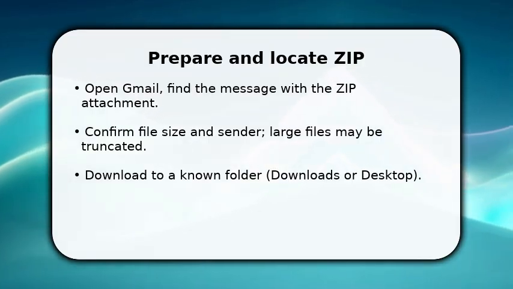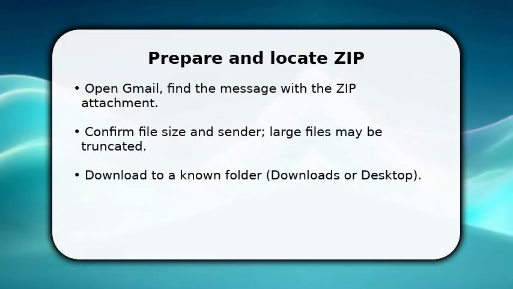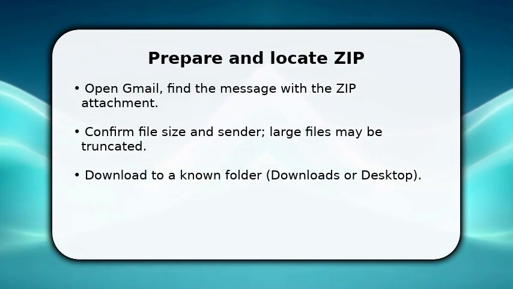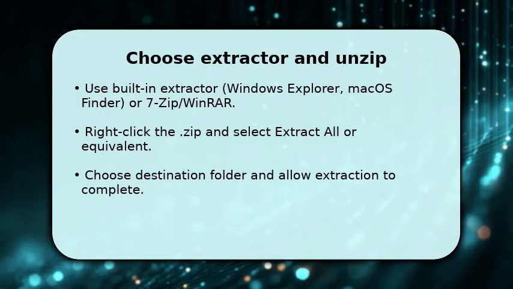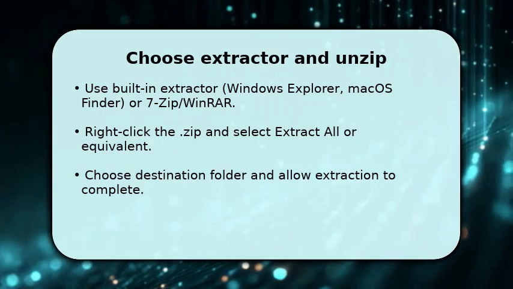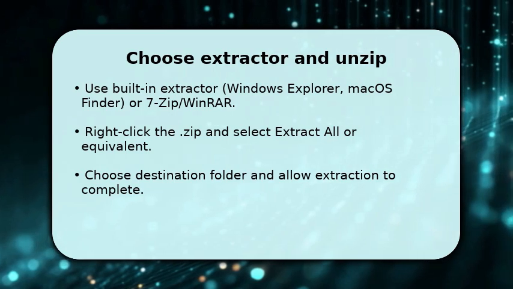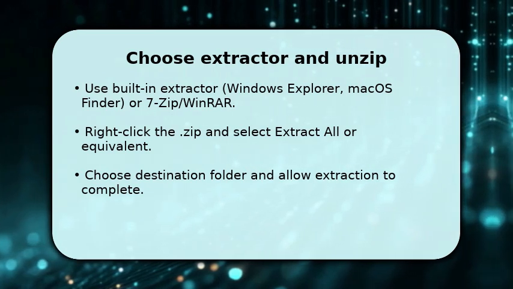You do this because extracting requires a full local copy. Cloud-only previews cannot be unzipped directly. You now select an extraction tool. Windows Explorer or Mac OS Finder work for standard zips, while 7-zip or WinRAR handle unusual compression.